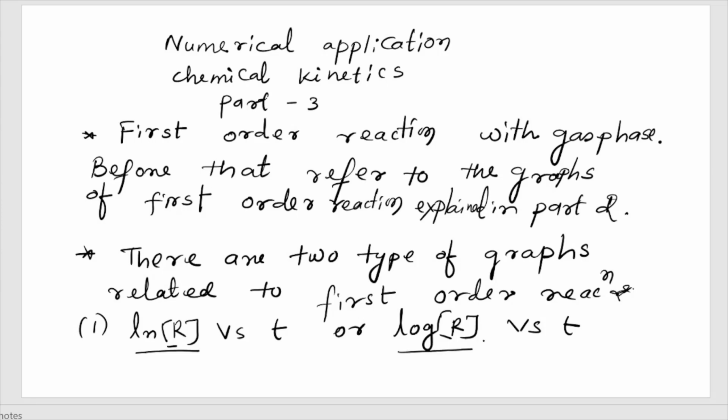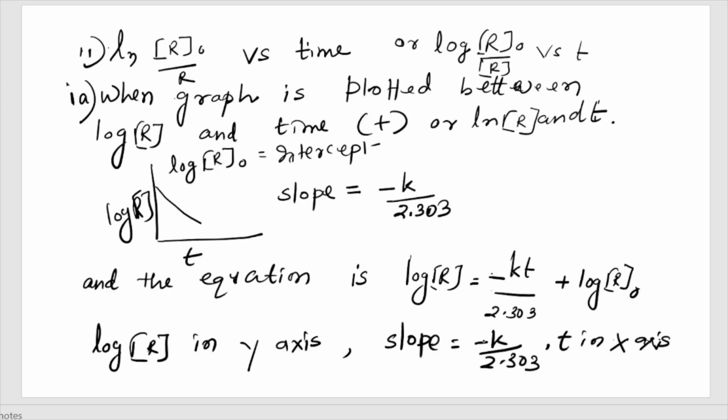R means the molar concentration, and the second one you will see is ln R0. R0 means the initial concentration of R. When you write initial concentration, it is R0. When you simply write R, then it is the instant time concentration. At a particular time you will see the concentration, that is molar concentration R, put in square brackets. Now ln R0 by R versus time. The other one also you will see: log R0 by R versus time.